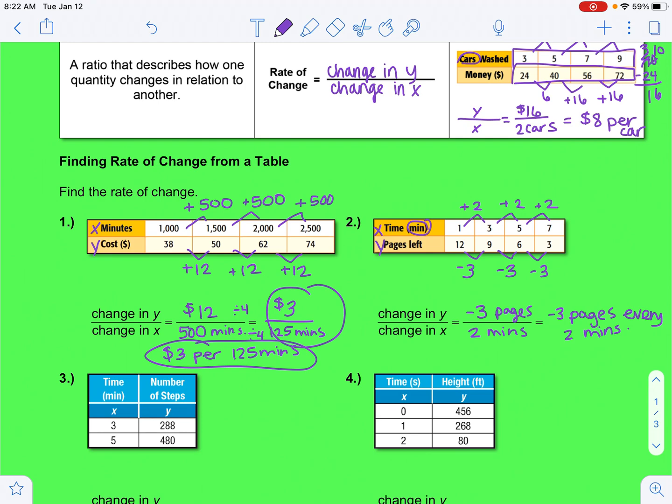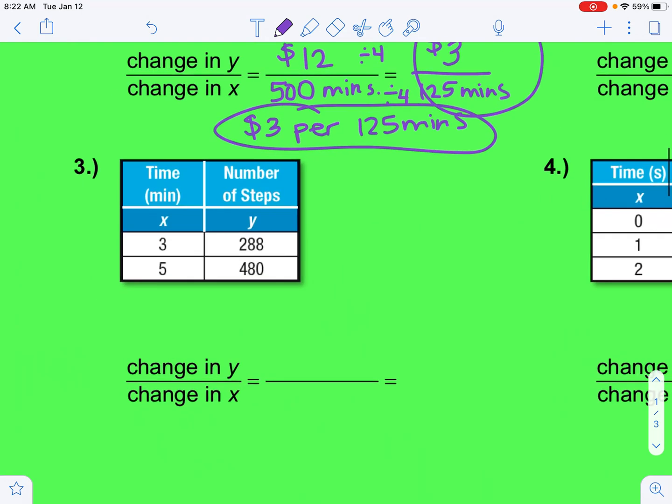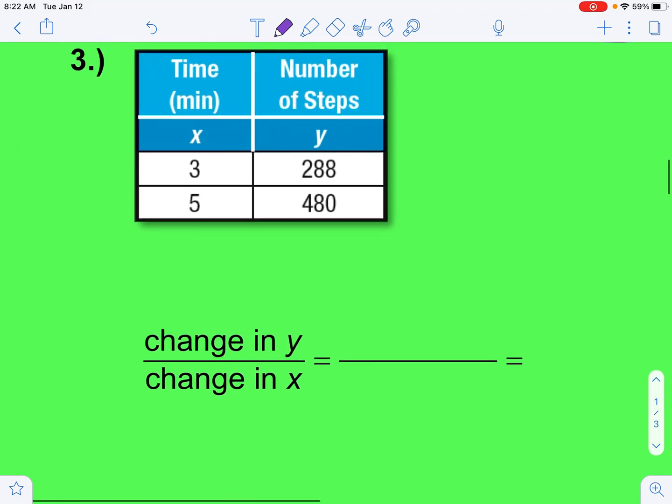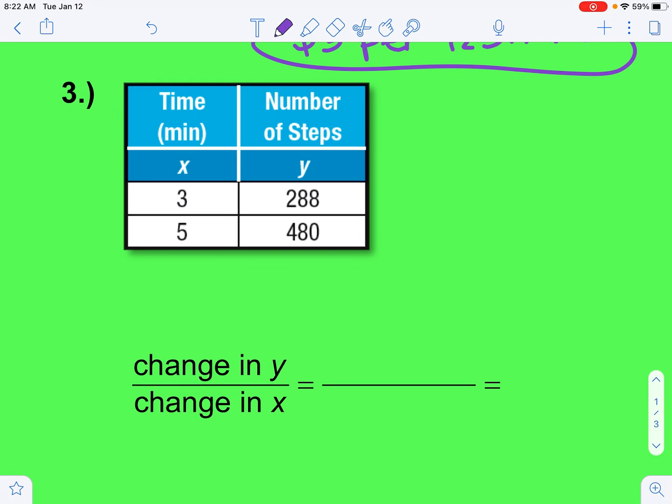Alright, so that was number 2. Let's move on to number 3. This time our table looks a little bit different, but don't worry, it's still talking about the exact same thing. So this time our X is on the left and our Y is on the right. We're talking about time and the number of steps.